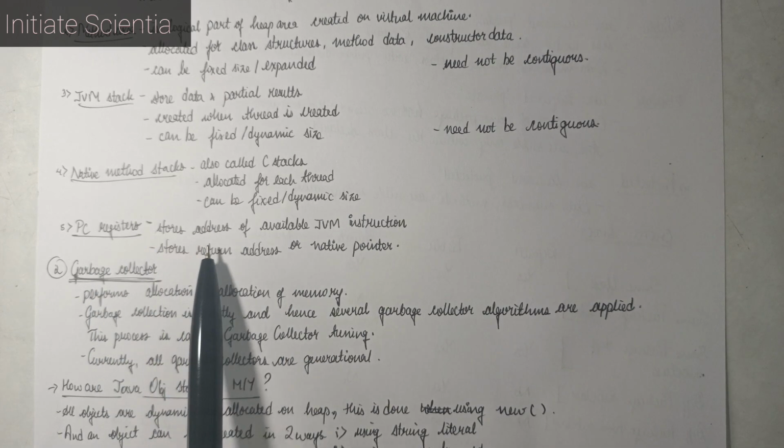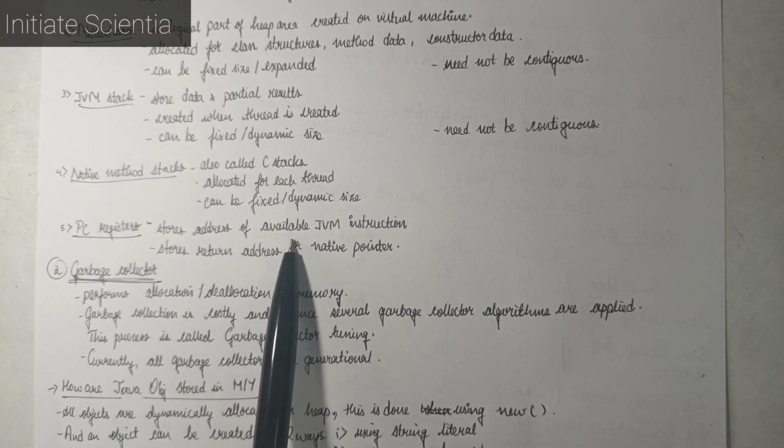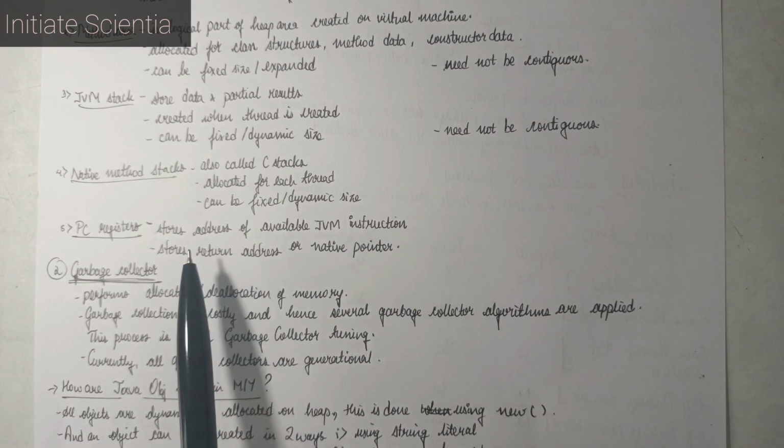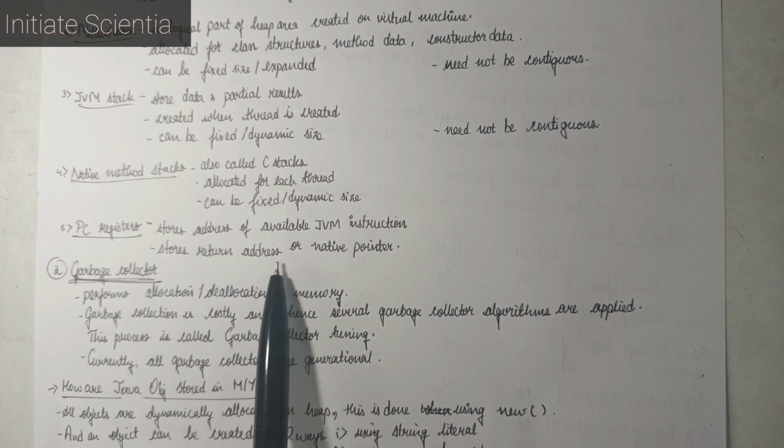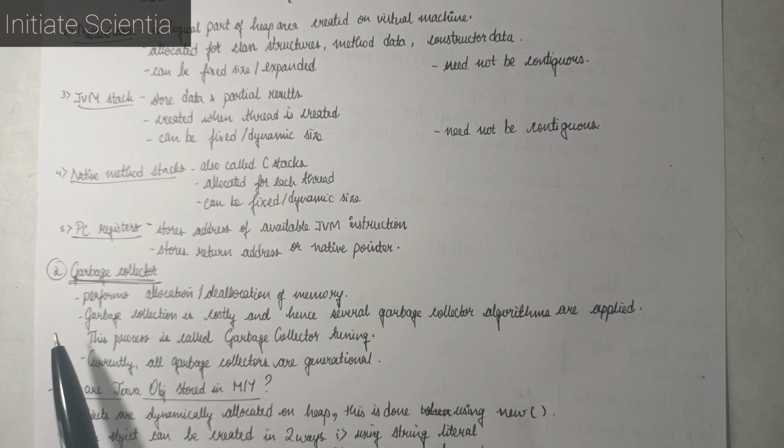PC registers. These store the address of available JVM instructions. These store the return address or the native pointers.